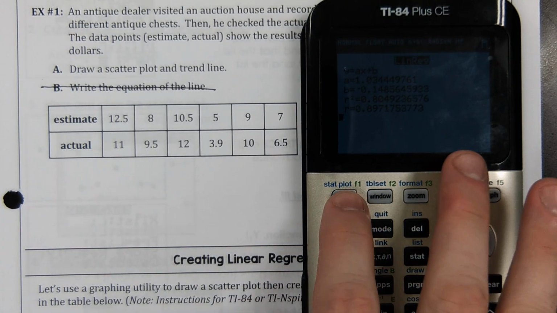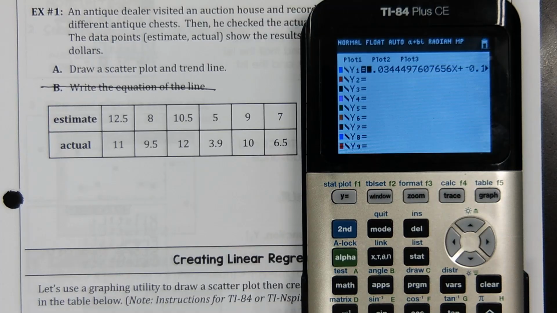If you press y equals, boop, you will notice that the calculator has put the equation there for us. Pretty neat, huh? It's there for us. Everybody has this equation in their y1, correct? What we're going to do now is we're going to have the calculator put the scatter plot and this equation on the same picture. Here's how you do that.